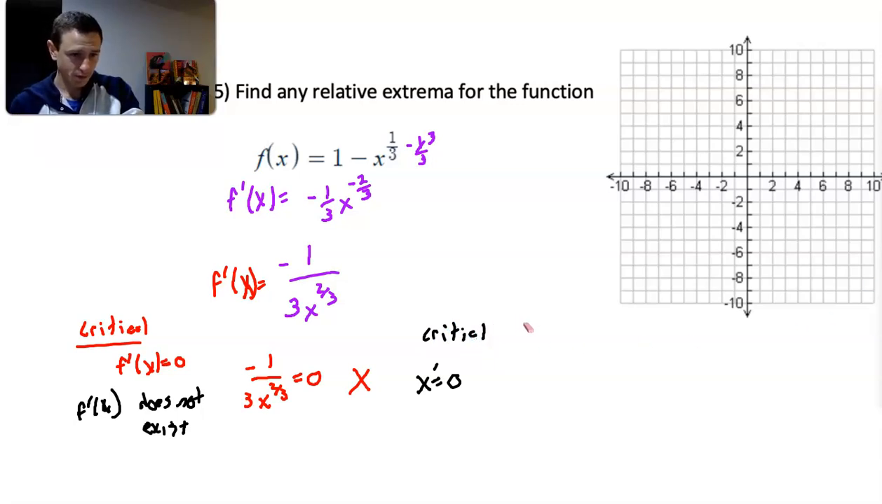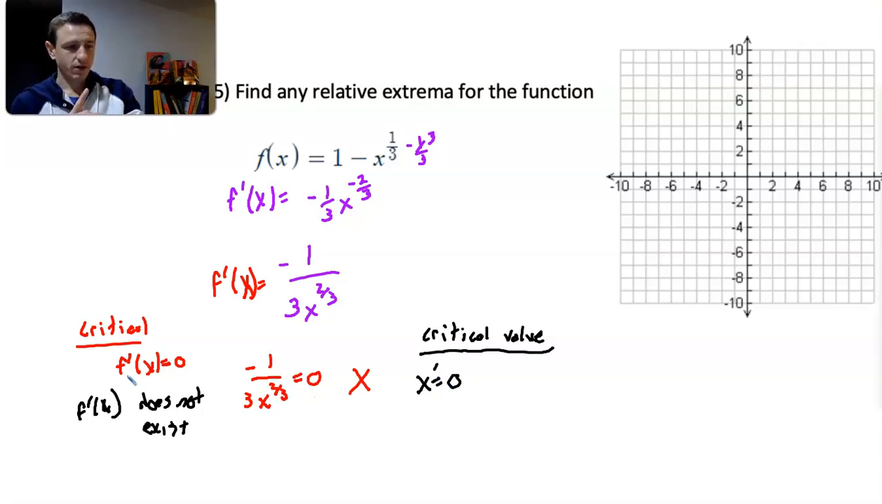Critical value. There it is. x equals 0 is a critical value because we cannot plug 0 into the derivative. So since we cannot plug 0 into the derivative, that means x equals 0 is a critical value.